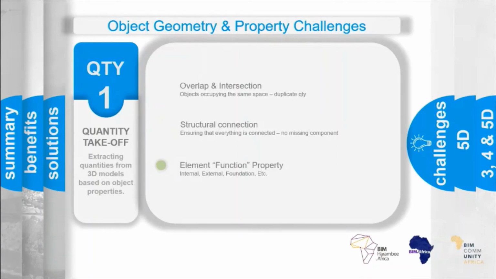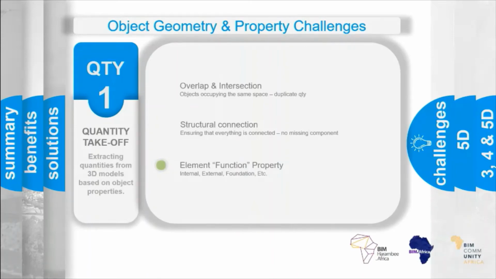Similarly to the phasing property, the function property of an object allows an object to have its functional location identified. These locations are interior, exterior, foundation, retaining, or soffit or core. But from a quantity takeoff and a model that clearly identifies the functional location of objects, it's critical to aligning those objects to the same category in the classification and in the method of measurement.